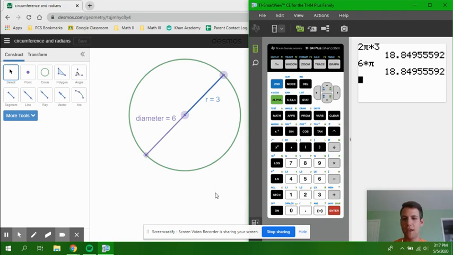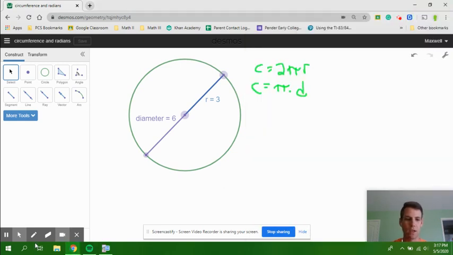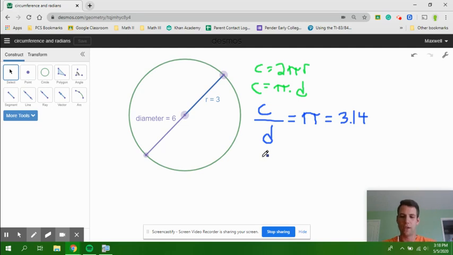And the interesting thing here is that we have basically a ratio that represents pi. So if I were to rewrite this second equation, I could write it as my circumference divided by the diameter of my circle, and that would be equal to pi, which is about 3.14 units, inches, whatever units that you are currently using in your work.